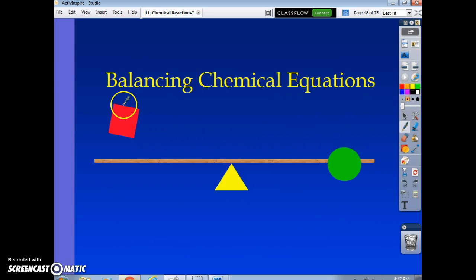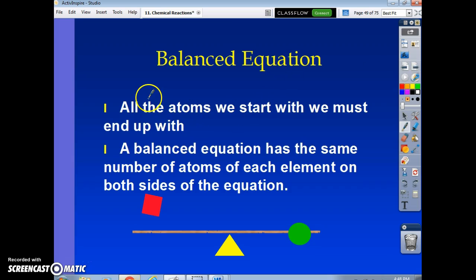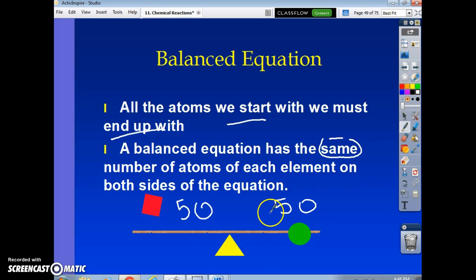Now, in order to balance chemical equations, we have to take the law of conservation of mass into account. And it's pretty easy if you follow a few easy steps. The reason we balance equations is because all of the atoms we start with, we must also end up with. A balanced equation has the same amount of atoms on each side. So if I have 5 oxygens over here, I have to have 5 oxygens over here for my little seesaw to be balanced. It always has to have the same amount on each side.